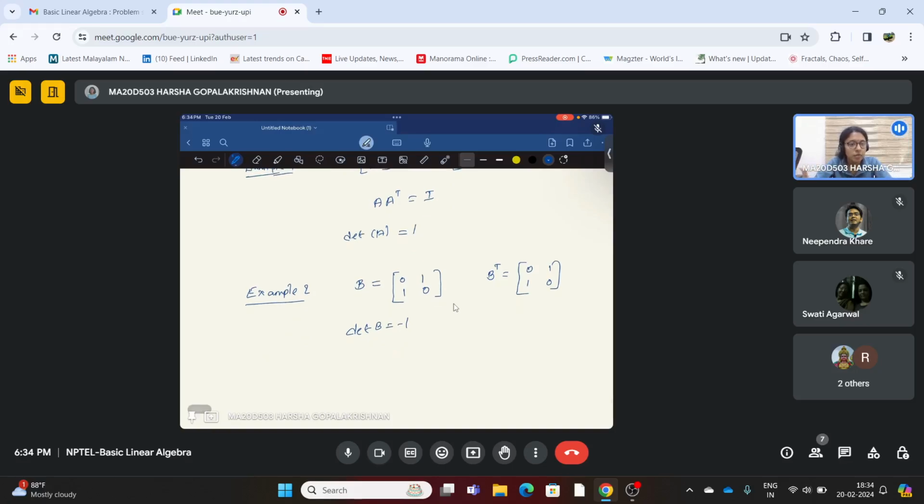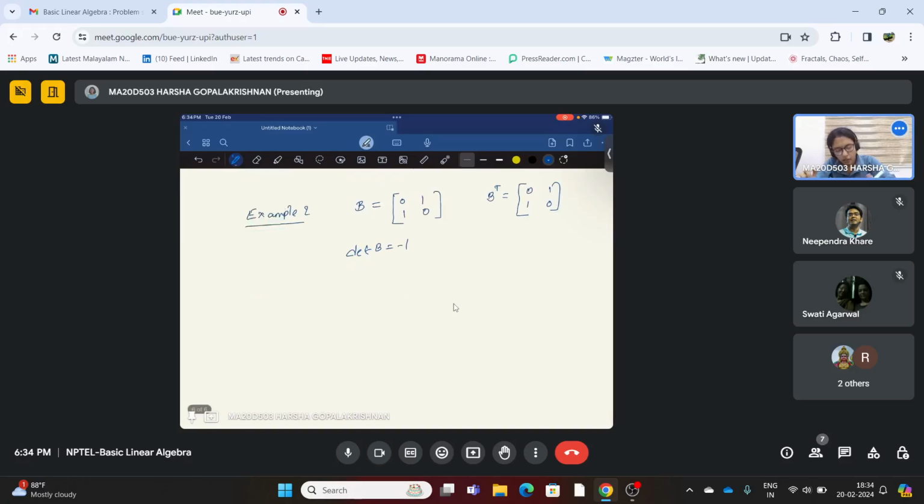Now we need to check whether B is orthogonal or not. Okay, what is B into B transpose? 1, 0, 0, 1. Correct? So we got an orthogonal matrix B such that B into B transpose equals identity and the determinant of B is minus 1. So whatever we proved, the determinant can be plus or minus 1. It actually attains both. Means the plus 1 case is also coming, the minus 1 case is also coming for some different matrices. Okay.